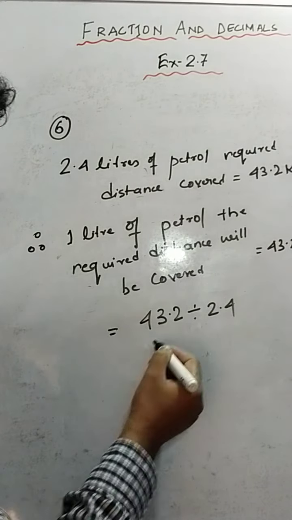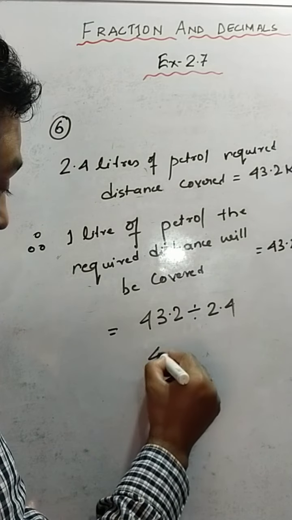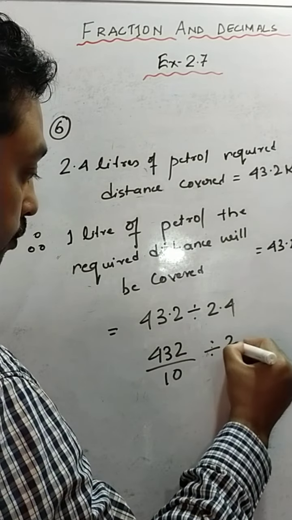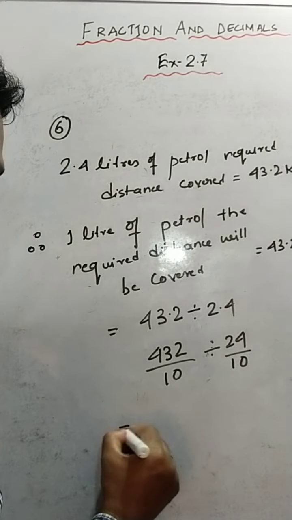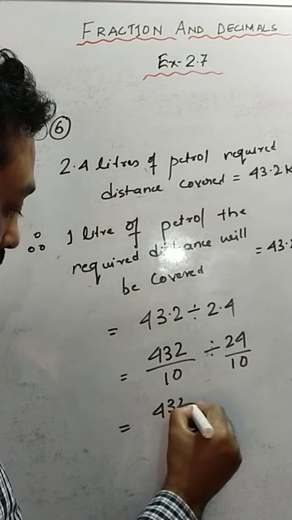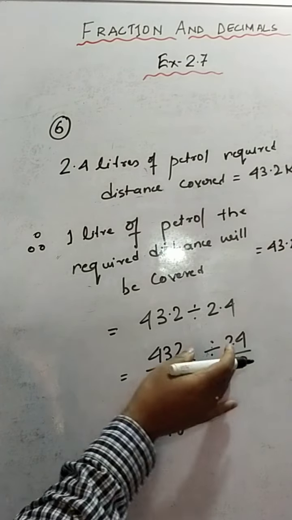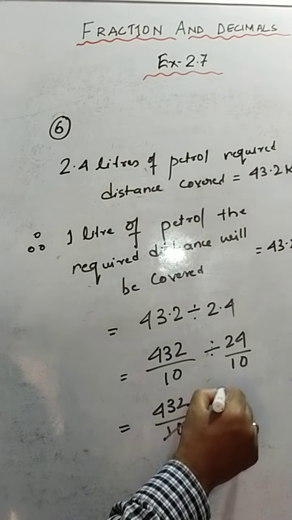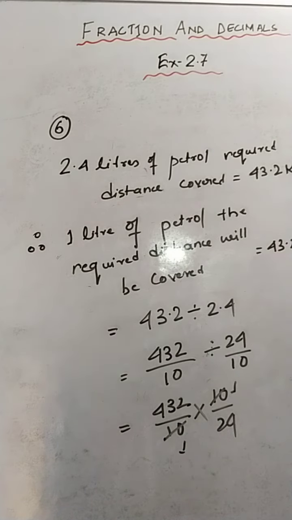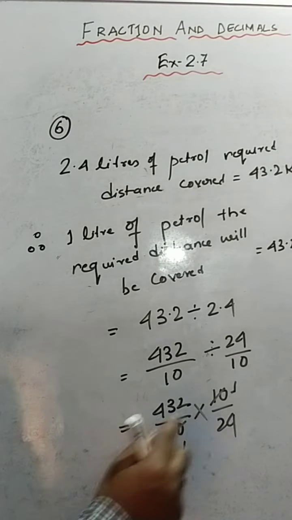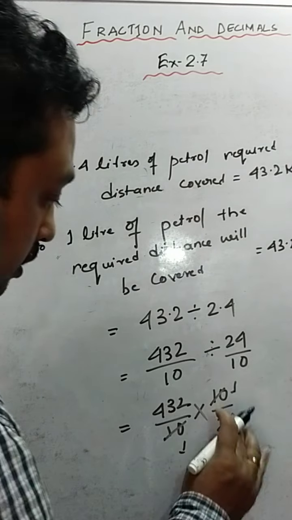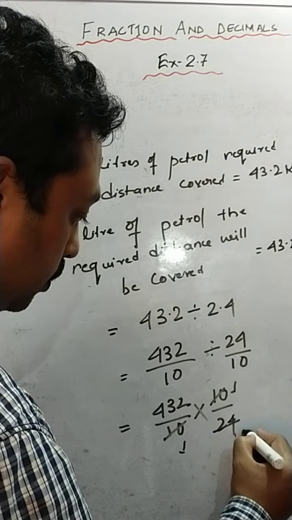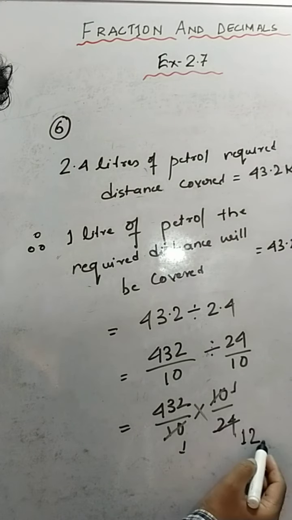So we have to convert both the decimal forms into the fractional form. So 432 upon 10, division sign, 24 upon 10. So now 432 by 10, we'll put the multiplication sign, we'll reciprocal this fraction. So this 10 and this 10 will be cancelled. And if we divide, 432 is directly divided by 24. Okay, so if you want to reduce it with 2, no problem. That is 2 ones are 2, 2 12s are 24.